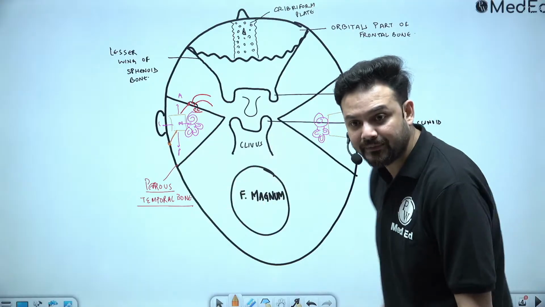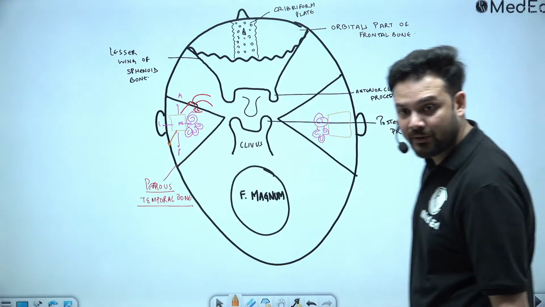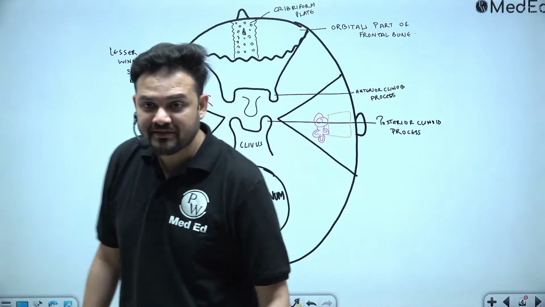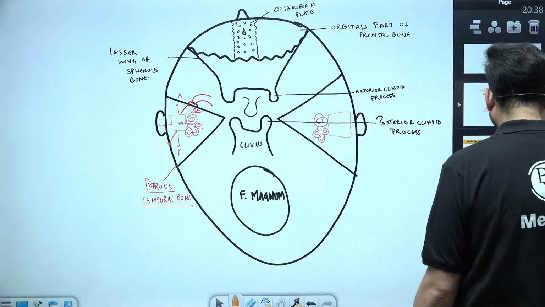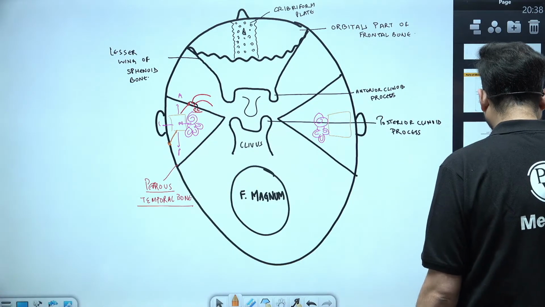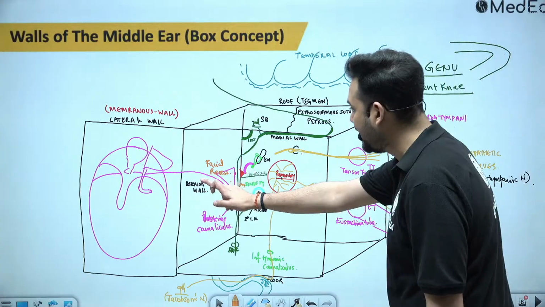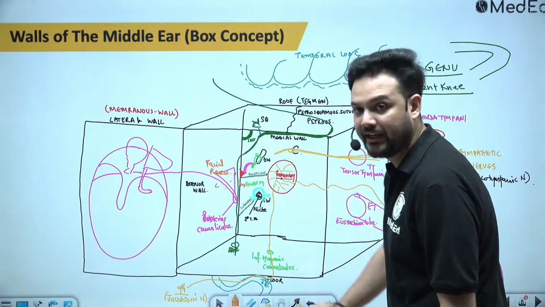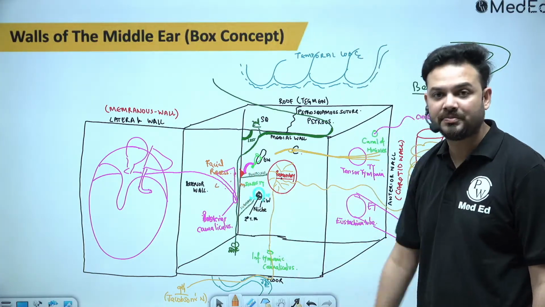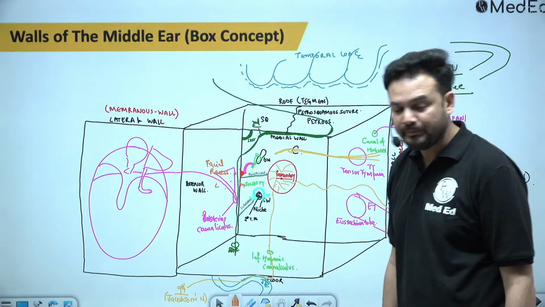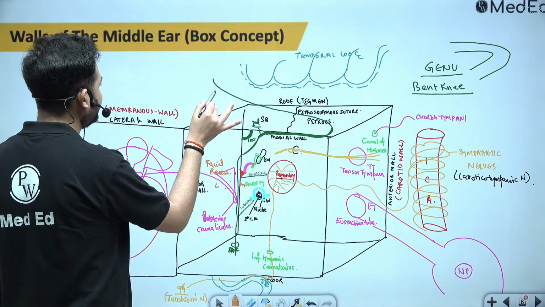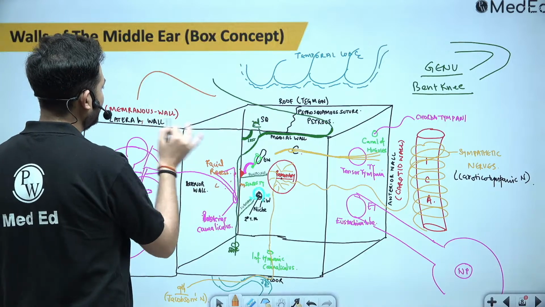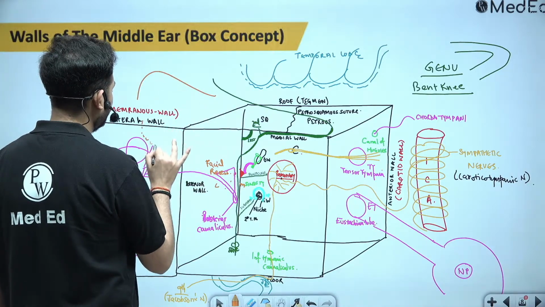Correct? Right? Facial recess, you want to learn again. Facial recess is a space bounded by the vertical segment of the facial nerve medially as well as the chorda tympani laterally. See, chorda is lateral, facial is medial. So between them, there is a small space called the facial recess. Okay. So you've got mastoid, right? Now let me just imagine that mastoid is behind here somewhere.